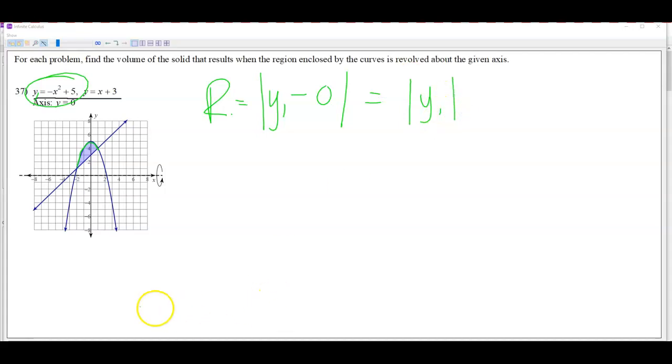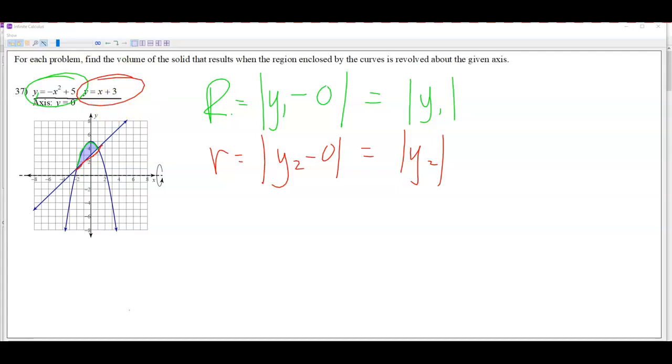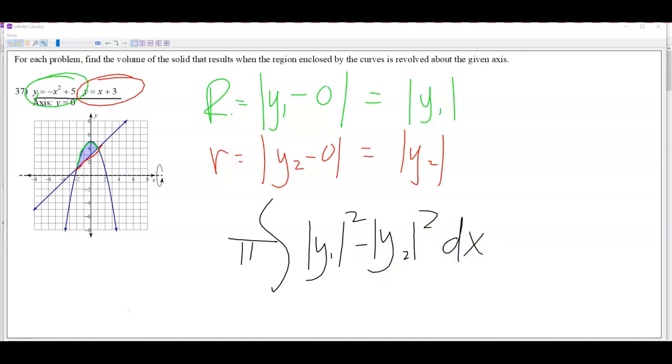And then we have the little radius, which will be the distance of this other function here, which is closer to the axis of rotation, which we're going to call y2 minus 0. And that's that guy there. All right. And we're going to integrate that with a pi on the outside, squaring both of the radiuses, the big one first squared, minus the little one next squared, with respect to x, because we are going around a horizontal axis, and we're integrating from left to right, -2 to +1.